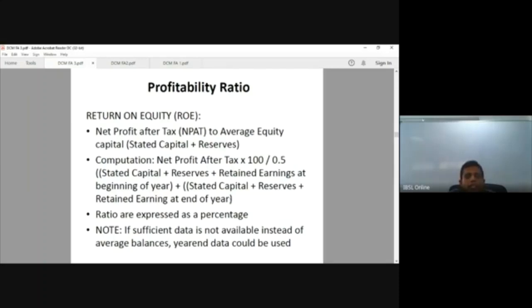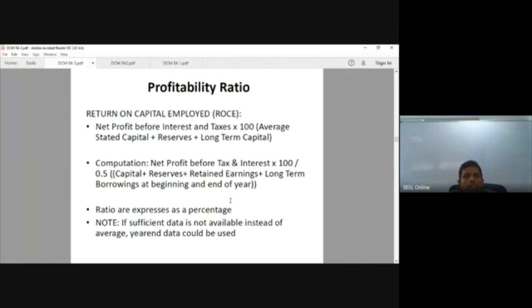Are we clear on this ratio? Return on equity? Okay. We'll go to the next ratio. Return on capital employed. In most cases, if I ask this ratio, at least 10 to 15% of the students normally calculate this ratio incorrectly, return on capital employed.